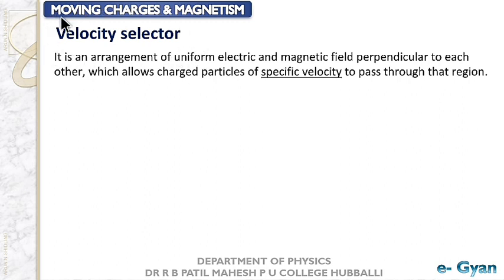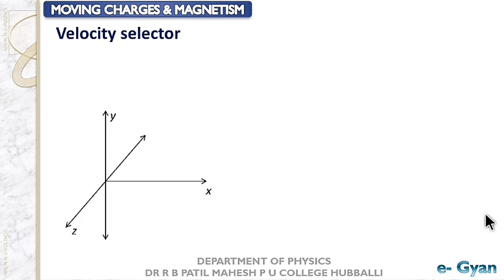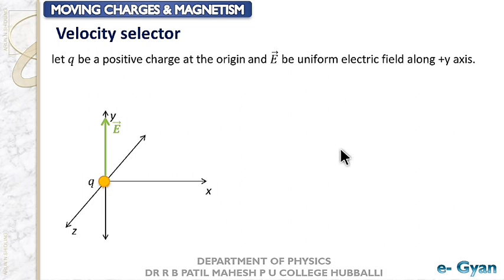To understand that, we shall explain it using a diagram which would follow now. Let us take a coordinate axis in which I will first study the electric field effect on a charge, followed by the magnetic field effect on a charge, and finally I am going to combine both of them and make you understand what exactly a velocity selector is. So let us take a positively charged particle placed at the origin, and a uniform electric field along the y-axis.